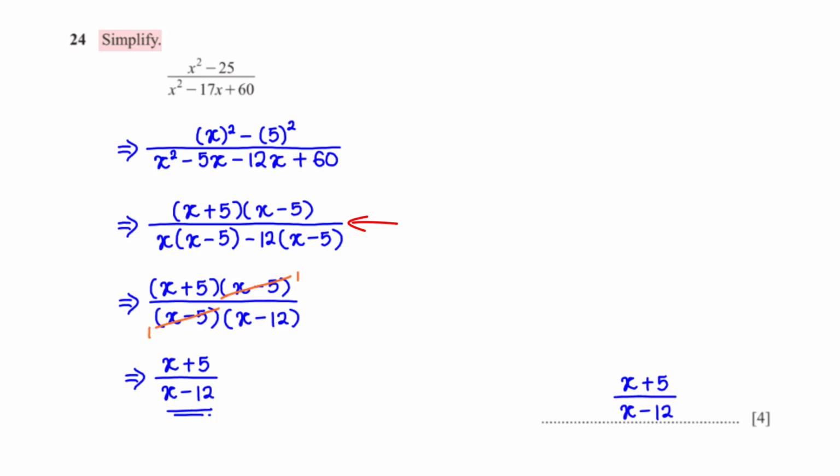And for the denominator, when we factor out x from the first two terms, we are left with x minus 5. And when we factor out negative 12 from the final two terms, we are left with x minus 5. For the denominator, we can rewrite the expression as x minus 5 times x minus 12. X minus 5 cancels out in the numerator and the denominator, and we are left with x plus 5 divided by x minus 12 as our final answer.